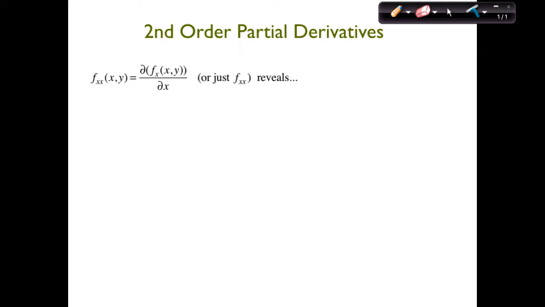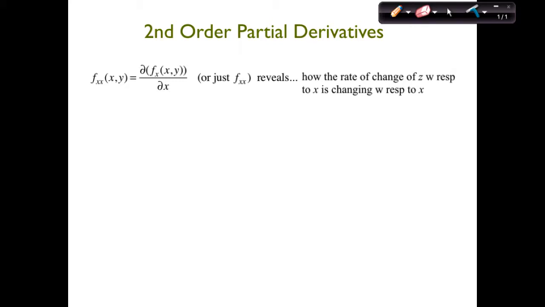So what would fxx, the derivative of the partial with respect to x, with respect to x, what would that reveal if you remember back to your Calc 1 stuff? What would that reveal about our function? Yes, that's kind of the graphical result. But what is that about? What is concavity about? The change of the change. Yeah, so it's like the rate of change of the rate of change, right?